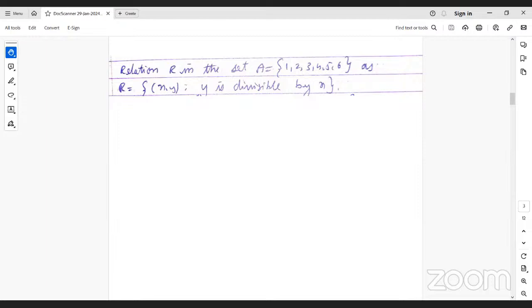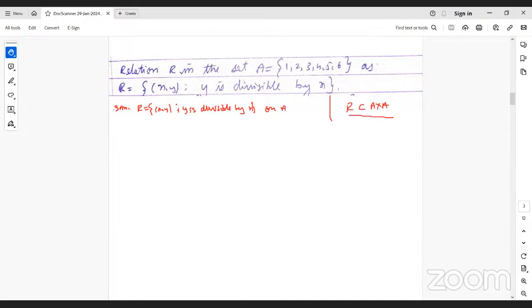In question 3, again we need to identify the set and the relation first. In the solution, see, the relation is defined: R = {(x, y) : y is divisible by x} on the set A. The set A consists of 6 elements. So again the relation is defined on A × A; R is a subset of A × A.